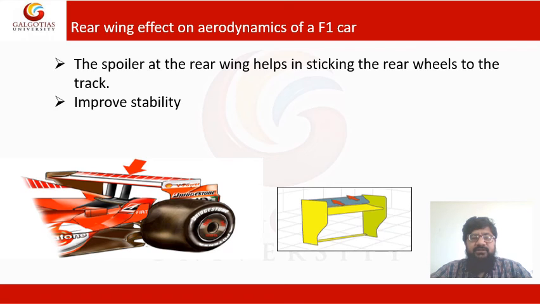Also, there is a spoiler, a component of a Formula One racing car which helps to improve stability by sticking the rear wing to the track. The spoiler alters the fluid flow and creates a downforce to help stabilize the vehicle.